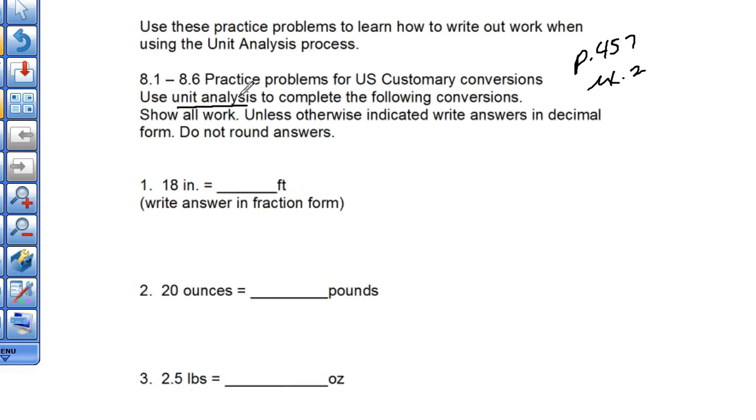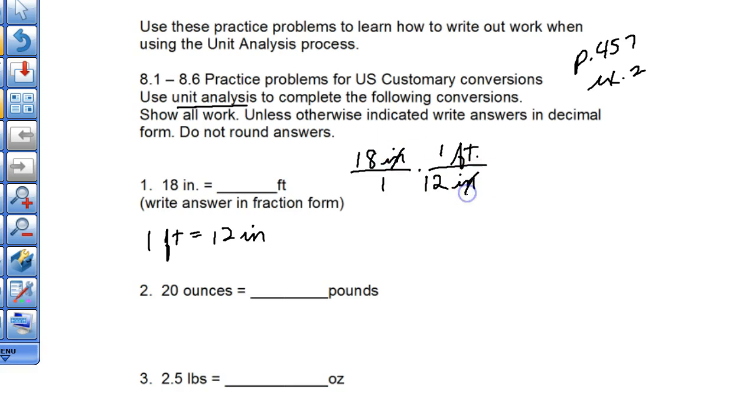Problem number 1, we have 18 inches and we want to know how many feet it is. We will start with our 18 inches. I'm going to multiply that by a conversion factor. The conversion factor will have inches in the denominator and feet in the numerator because that's what I'm converting to. I want to end up with some amount of feet. Then I look at this feet over inches and I write it so that it becomes the number 1. 1 foot equals 12 inches. That's called a conversion factor. It becomes a fraction problem.